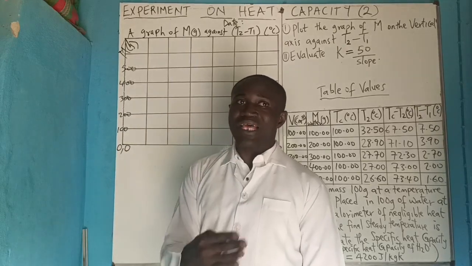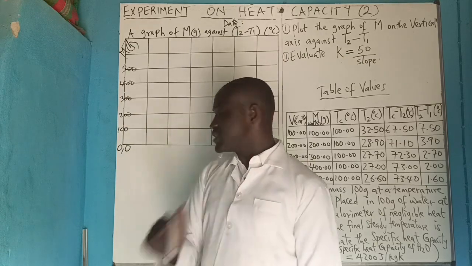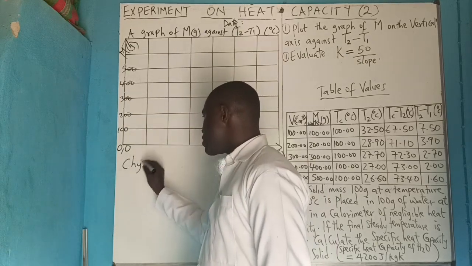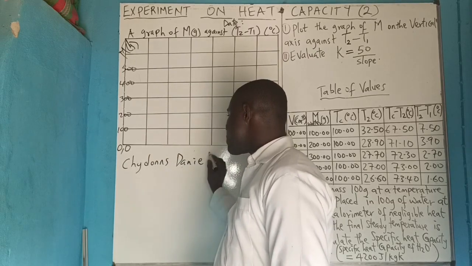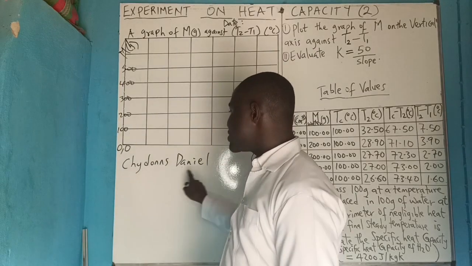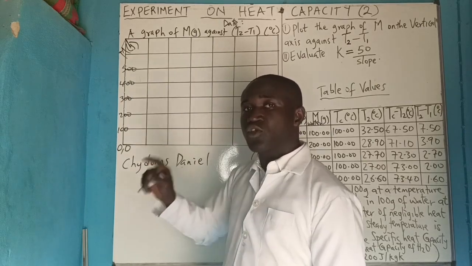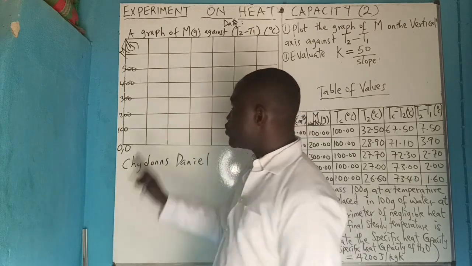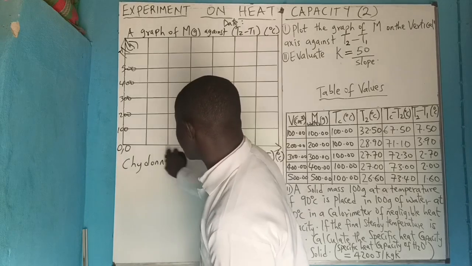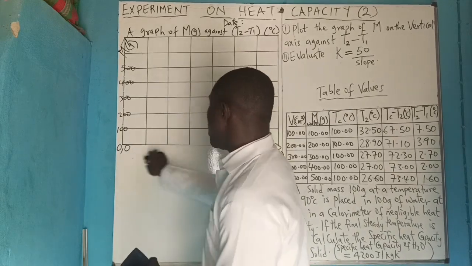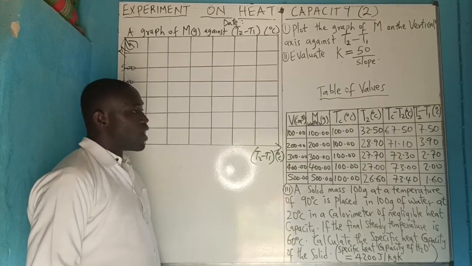If you do not understand how to choose appropriate scale, please type Chidon's Daniel, how to choose appropriate scale, on YouTube. You'll see the video we have uploaded on that so that you will get yourself acquainted with how to do that. Okay. Then coming to T2 minus T1.